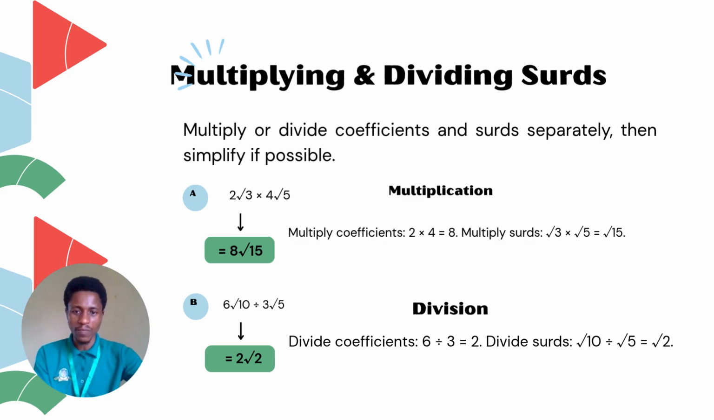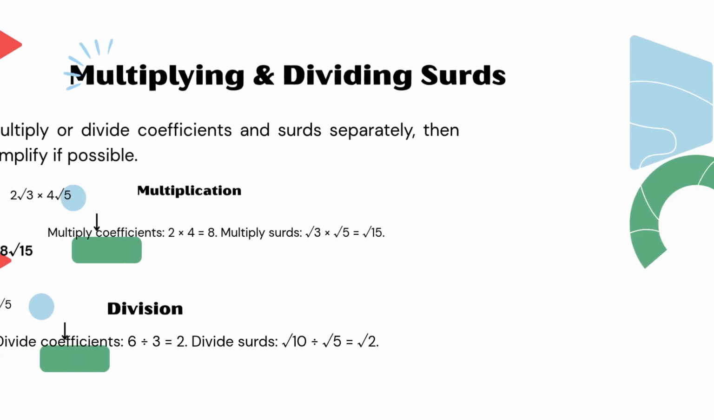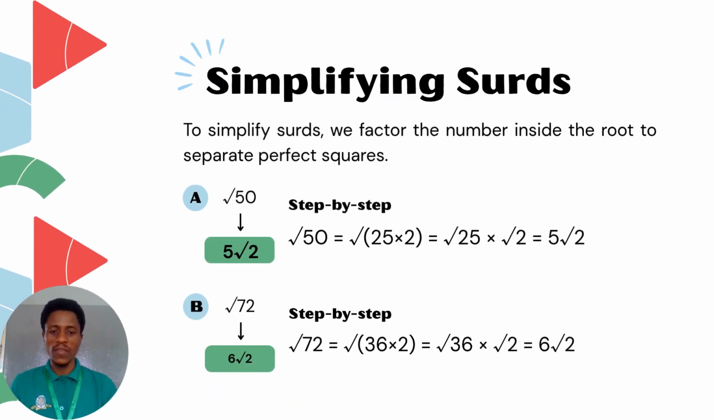For the division, we have 6 root 10 divided by 3 root 5. So we do that one also as we did the first one. 6 divided by 3 giving us 2. Then 10 divided by 5 under the root giving us root 2. And eventually our answer is 2 root 2. Is that understood? So let's come to simplification of surds.